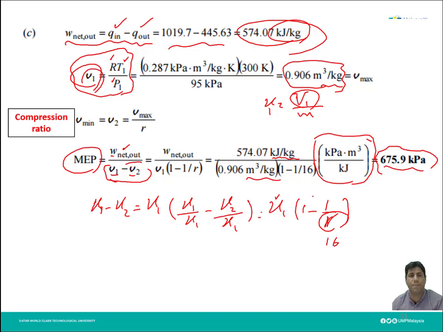So by this, we have finished the answer for this question. We found the maximum temperature in the cycle, the thermal efficiency of the cycle, and also the MEP, or mean effective pressure, in this air standard diesel cycle. Next, we will have an example for the Brayton cycle.